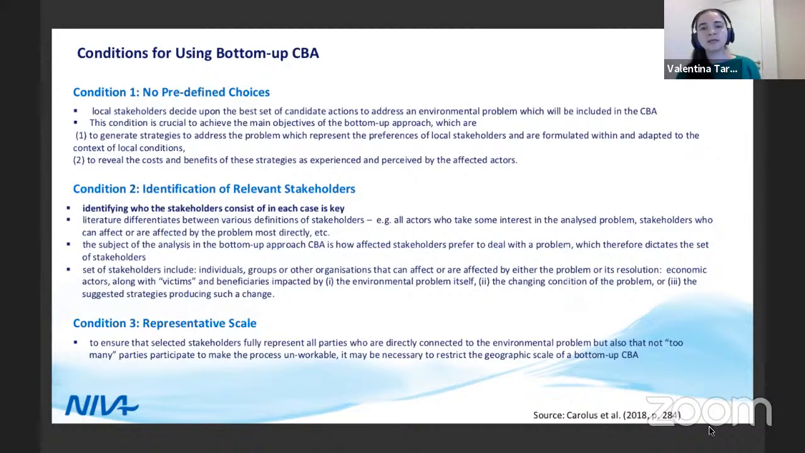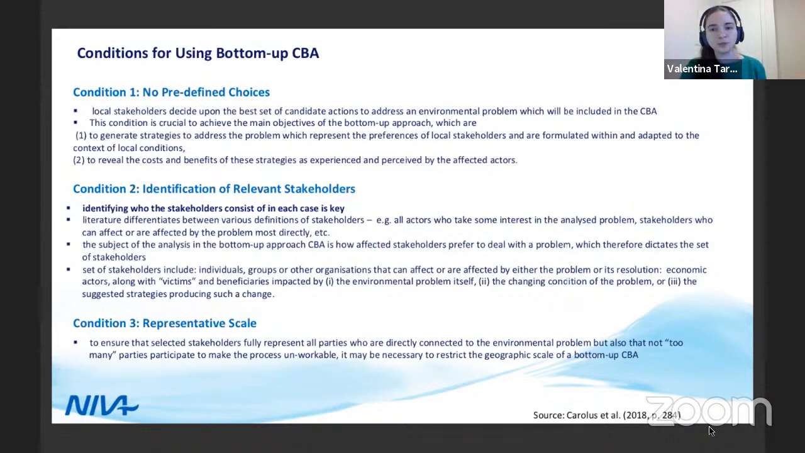The third condition refers to the representative scale. This means that we need to make sure that selected stakeholders fully represent all the parties that are directly connected to the problem under investigation. But at the same time, we need to make sure that there are not too many parties in order to make the process workable. So in this sense, it might be necessary to restrict the scale, the system boundaries of a bottom-up approach.